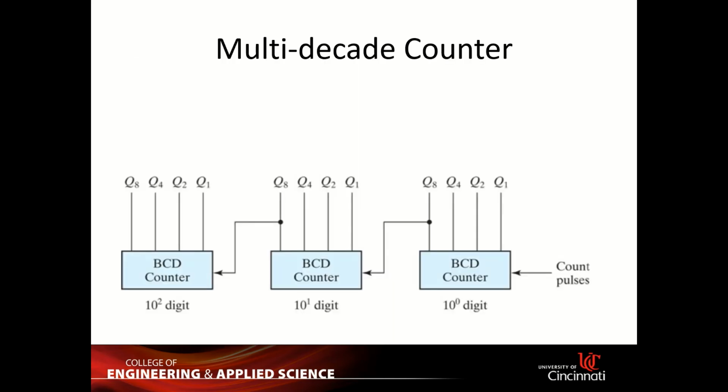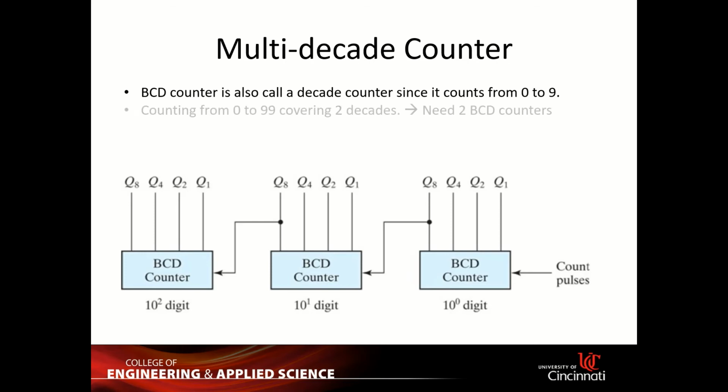Finally, multi-decade counter. So the BCD counter that we discussed counts from 0 to 9. So it's a 1 decade or a single decade counter. If you want to count from 0 to 99, it's 2 decades, so you need 2 BCD counters. Okay, I think you get the idea.